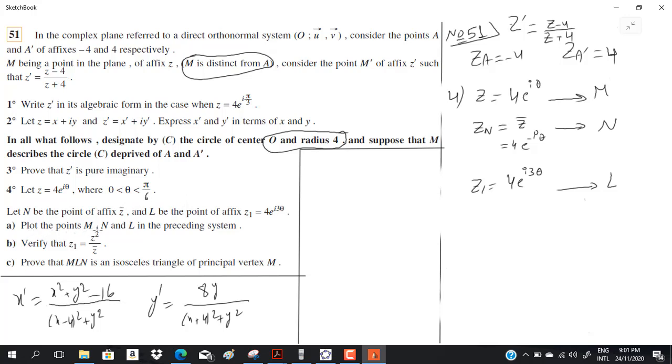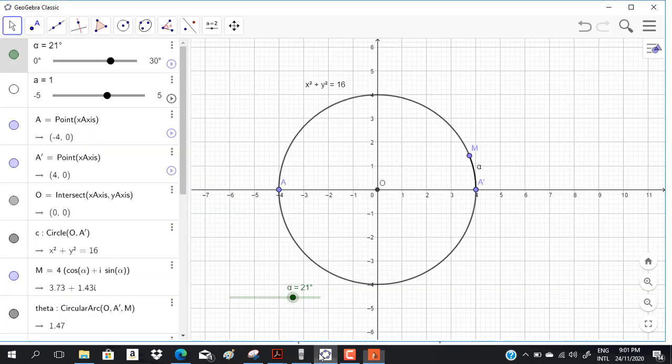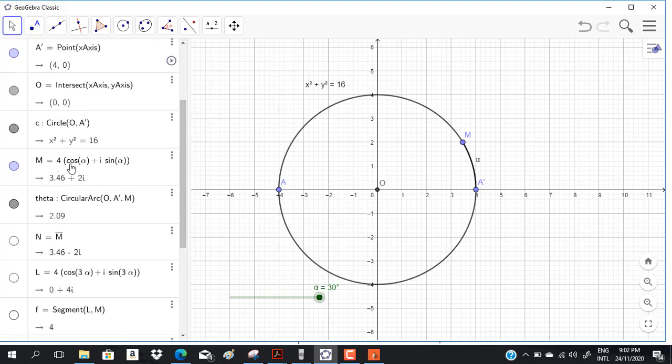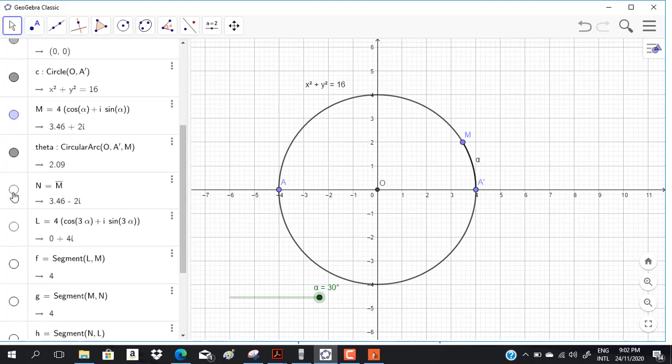We plot the points M, N, and L in the preceding system. I located these points using GeoGebra, okay? So we have the point M with angle alpha between 0 and 30. This is the angle alpha that moves on the circle. And then this is the point M equal 4 cosine alpha plus i sine alpha. We have the point N equal M bar, z_N equals z bar. I located it. It's the symmetric of M with respect to the x-axis, of course.